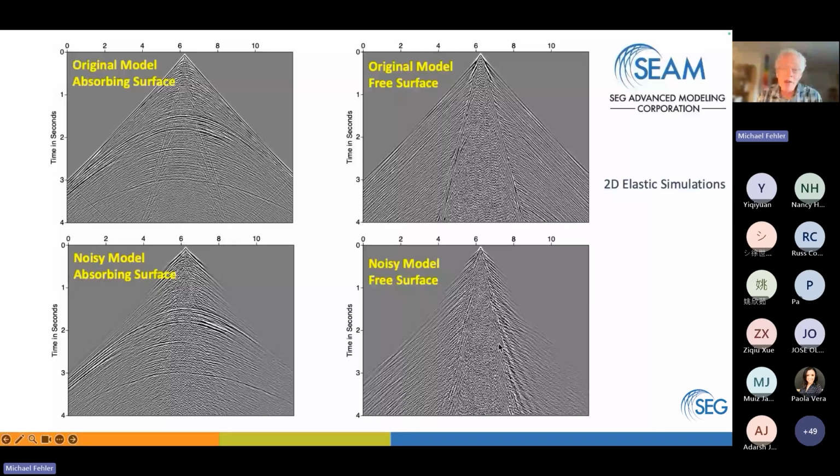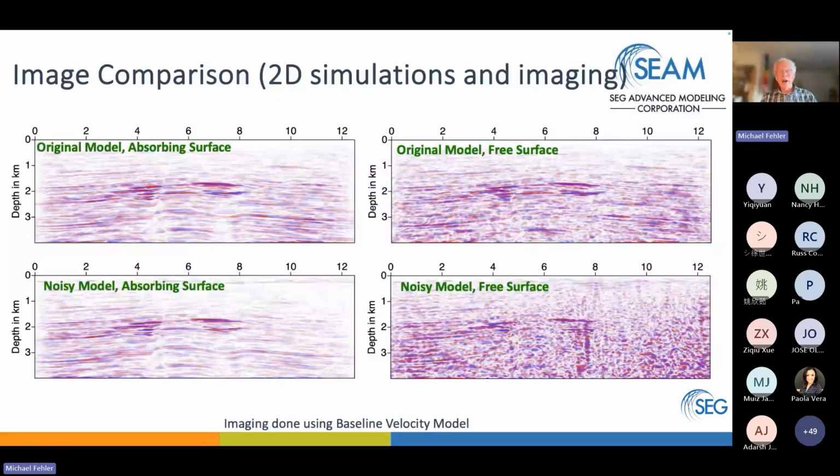But with 2D, here's a series of images that we get doing the same shot gathers that we did before, but now we're using 250 shots actually simulated across this model. This is the original model with the absorbing upper surface in 2D simulation, 2D imaging. So this is as good as we could expect to get. The image is pretty clean. Again, migrated with the baseline velocity model. The image is very clean.